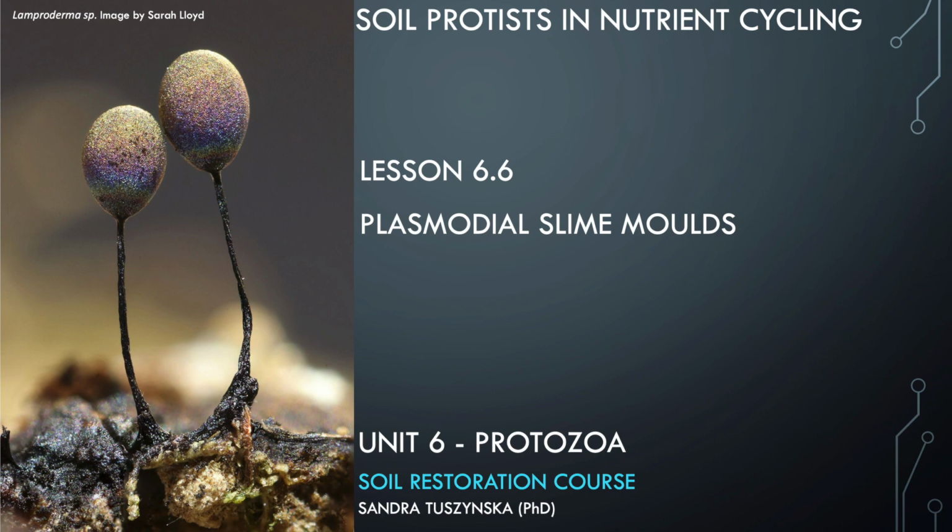Welcome to lesson 6.6. In this lesson, we'll be talking about the plasmodial slime molds. This is another way that soil protists can feed, survive, and produce spores, where the amoeboflagellates mate and produce larger structures. So this is very interesting because it's where the microscopic organisms turn into something we can see and marvel at, a macroscopic, much larger structure.